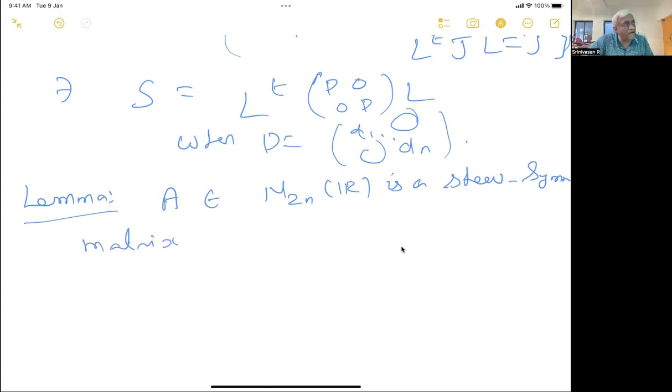This is true for n odd also, but you will get some zeros. Okay, skew symmetric matrix. Then the following are true. The first two statements are clear. One, the eigenvalues are purely imaginary for a skew symmetric matrix. So you cannot diagonalize it in the real Hilbert space, but you can diagonalize it in the complex Hilbert space.